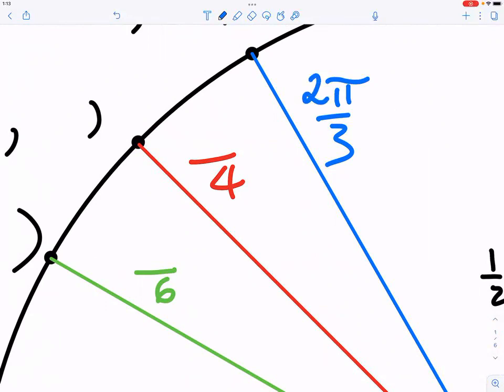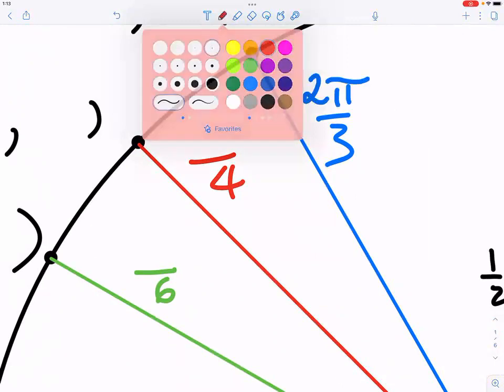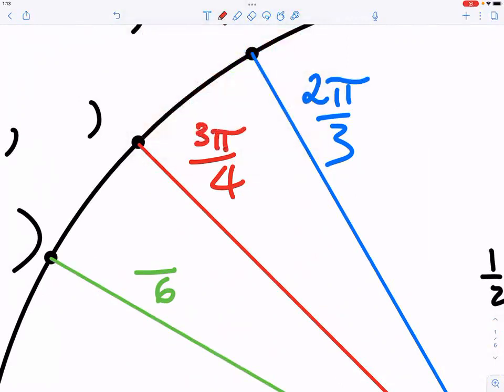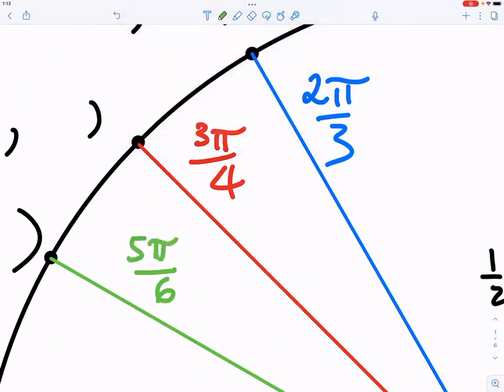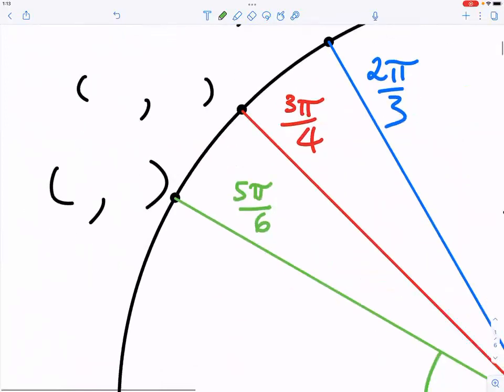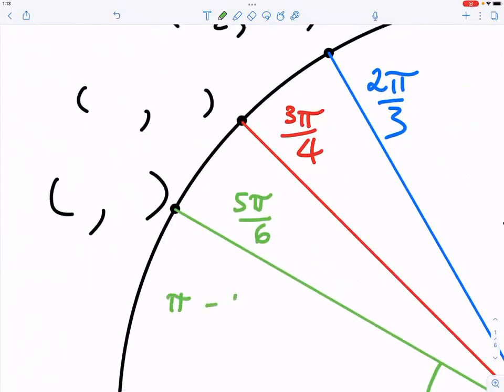You have 2 pi over 3. You have 3 pi over 4. You have 5 pi over 6. It's always 1 less than the denominator. And there's a reason behind it, because we actually use the reference angle to do the calculation. Like 5 pi over 6 is because of pi minus pi over 6. That's a reference angle right here. And when you do the subtraction, 6 pi over 6 minus pi over 6, that's how you get 5 pi over 6.